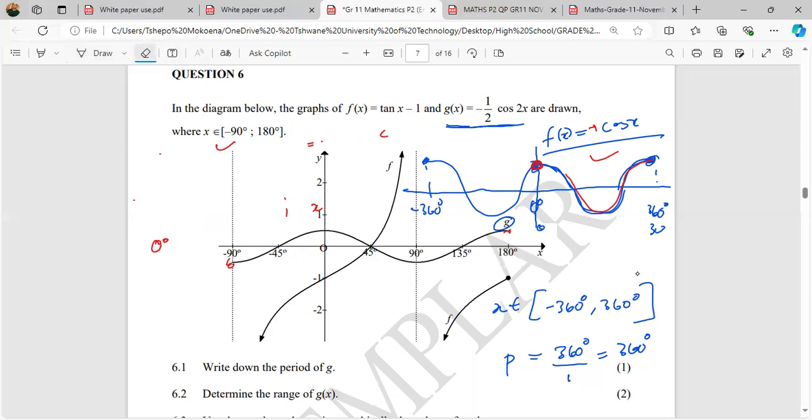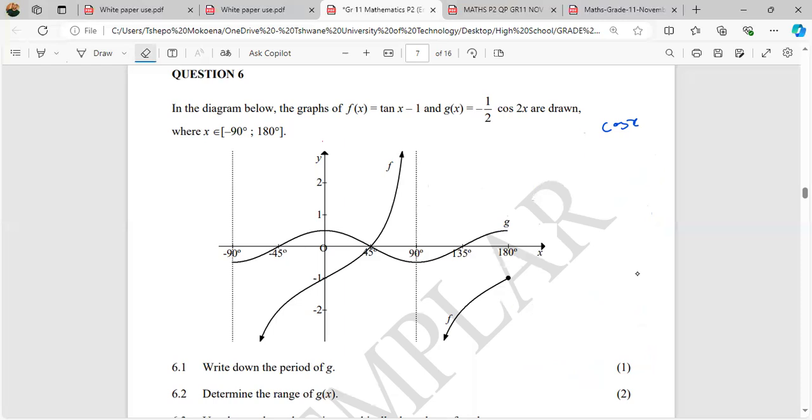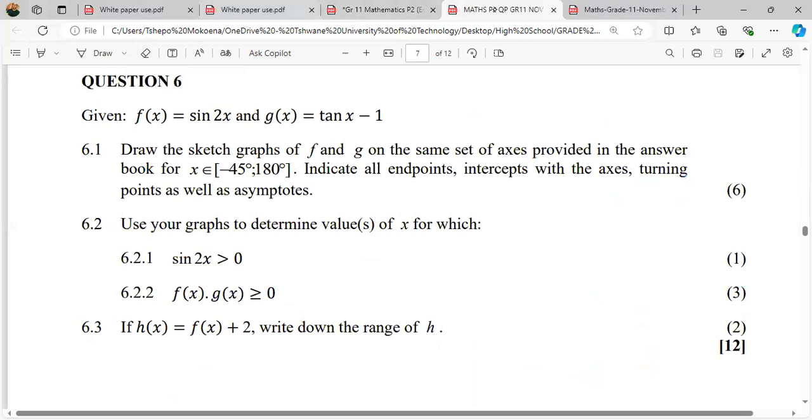So now, to answer this question, which is 6.1, they want us to write down the period of the function, right? So how are you going to write the period of this function? I said there are two ways for you to determine the period of a function. It's either you use the graph or you use the equation, to determine the period. It's all up to you because they just say write down. It's 1 mark. So to answer this question over here, which will be question number 6.